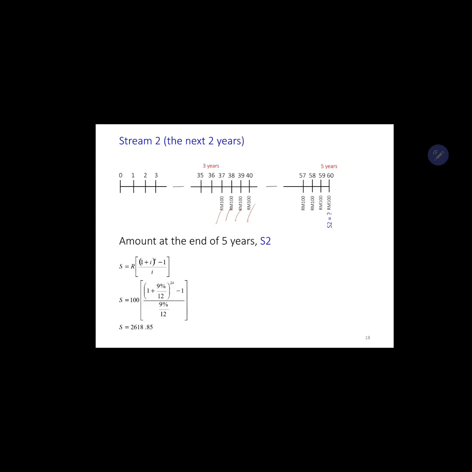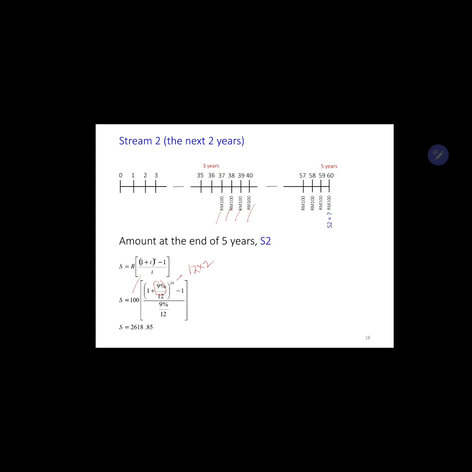So our second stream, the next 2 years, so after year 3 we'll still put RM100. Okay, but here with different rate, kadar dia berbeza. That's why kita kena kira yang baru, kita tak boleh just sekaligus. Okay, so amount what we have is 2618.85. So your R is 100. K dia berubah here is 9%. Just now it is 5%. So our N is 12 darab dengan 2, M times T. We have only left 2 years. Okay, so the amount we have is this one.